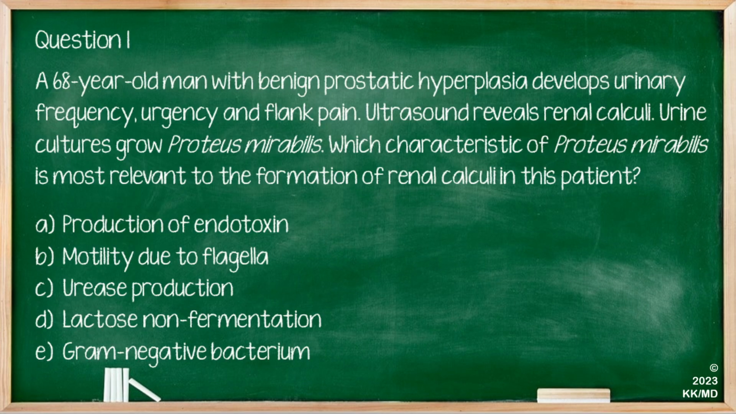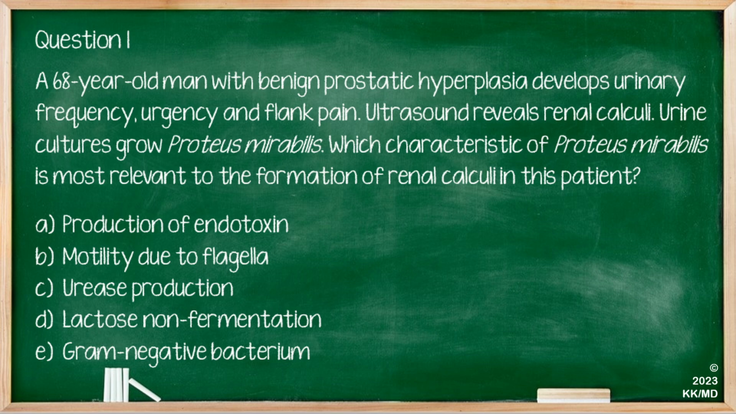Let's do some questions. A 68-year-old man with benign prostatic hyperplasia develops urinary frequency, urgency, and flank pain. Ultrasound reveals renal calculi. Urine culture grows Proteus mirabilis. Which characteristic of Proteus mirabilis is most relevant to the formation of renal calculi in this patient? Option A, production of endotoxins. Option B, motility due to flagella. Option C, urease production. Option D, lactose non-fermentation.